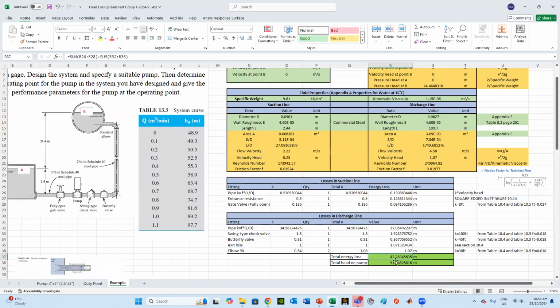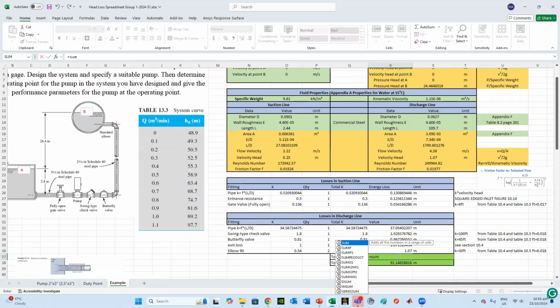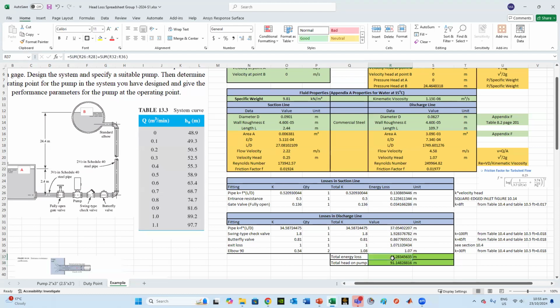Automatically, this should add for you the total energy loss. So it means the total of these plus these, I'll rewrite this equation, equals sum of the following plus sum of the following. And then you get 42.28. That's the total energy loss. So added all these losses plus these losses, you get the total energy losses from the system.